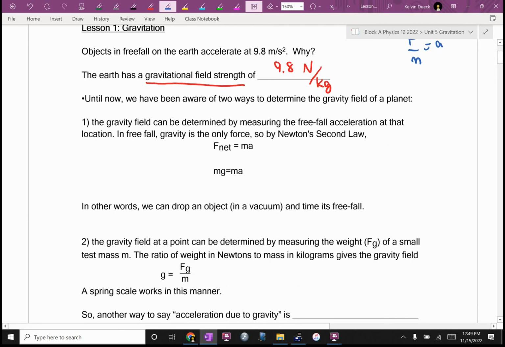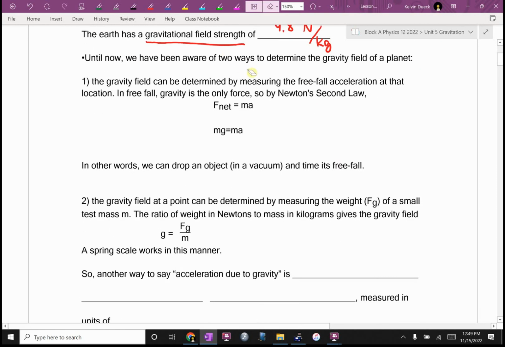So up until now, we've been aware of two ways to determine the gravity field of a planet. One way we did last year, where we dropped objects from the ceiling and we timed how long it took them to hit the ground, and we measured the distance, and we used that to try and find a, and we were hoping to get 9.8. If we did it in a vacuum with fancy equipment, we can say, if we're dropping an object, mg is ma, the m's cancel. And one way to find the acceleration due to gravity is to drop an object, time its free fall, and work out what a is.